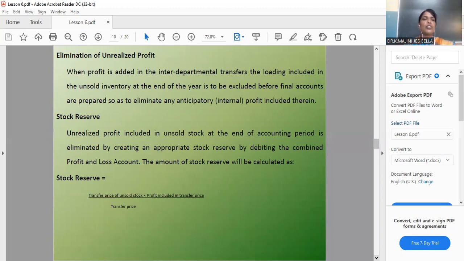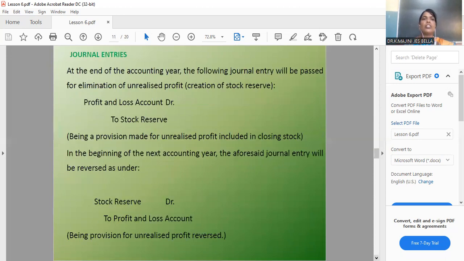Then we can see the stock reserve. Unrealized profit included in unsold stock at the end of the accounting period is eliminated by creating an appropriate stock reserve by debiting the combined profit and loss account. The amount of stock reserve will be calculated as follows. I have given the formula. How can we calculate the stock reserve? Stock reserve is equal to transfer price of unsold stock into profit included in transfer price divided by transfer price. This is the formula to calculate stock reserve.